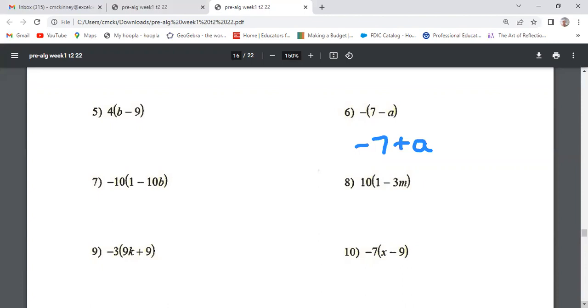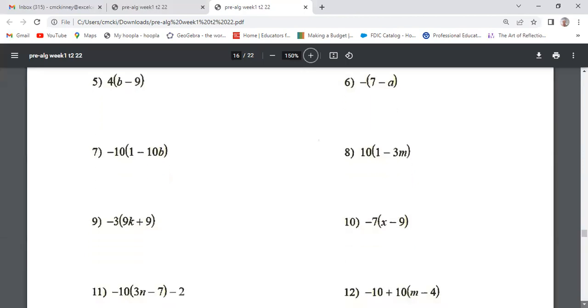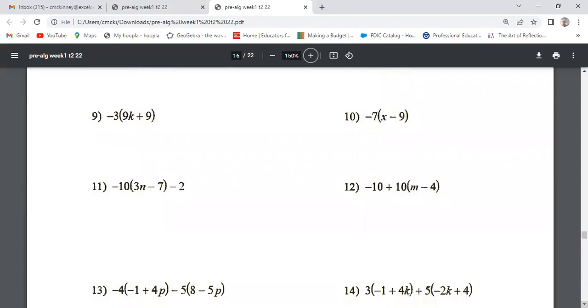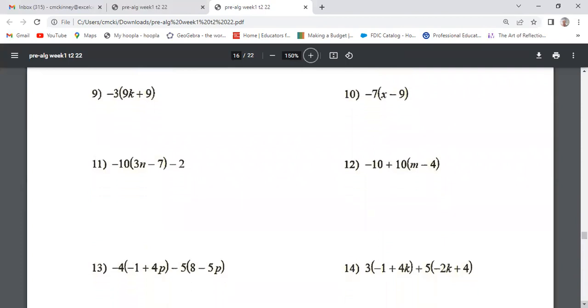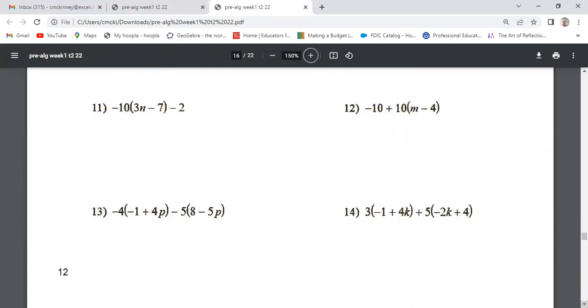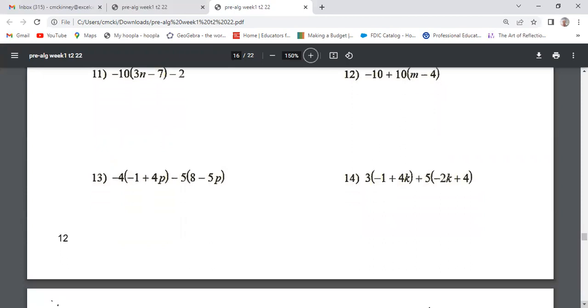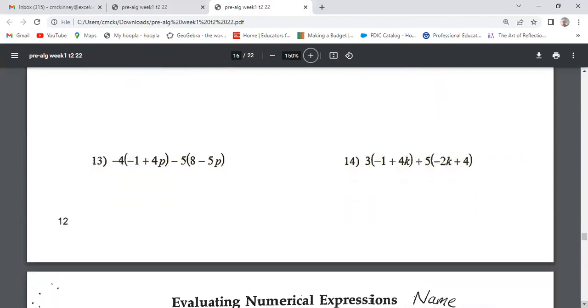Don't see any other big surprises. For 1 through 10, at least here, you are just distributing. There is no combining like terms. Once you get to number 11, you are doing some combining like terms also. And then 13 and 14 are like the end of our practice, where we distribute twice and combine like terms.